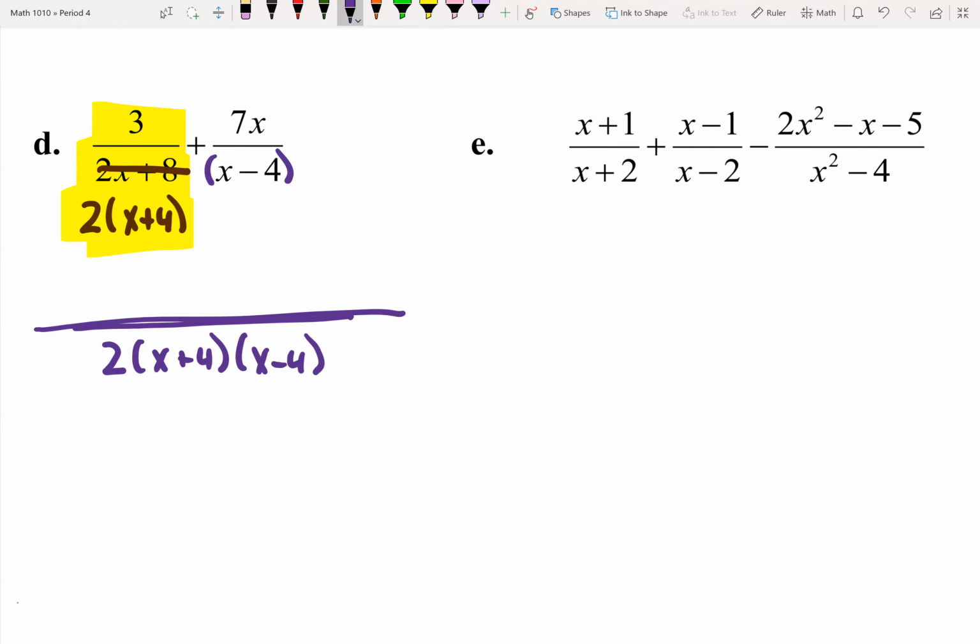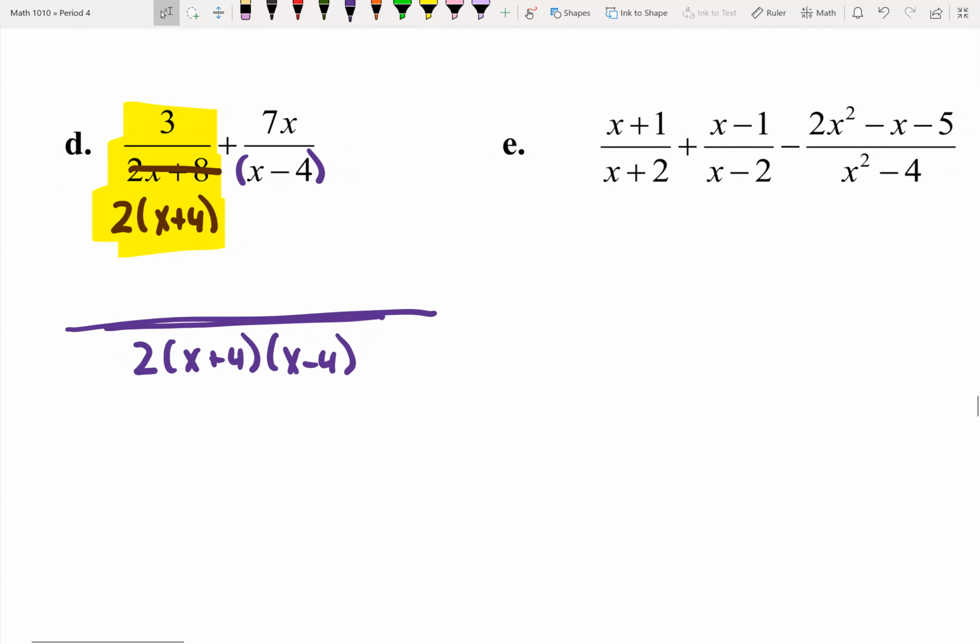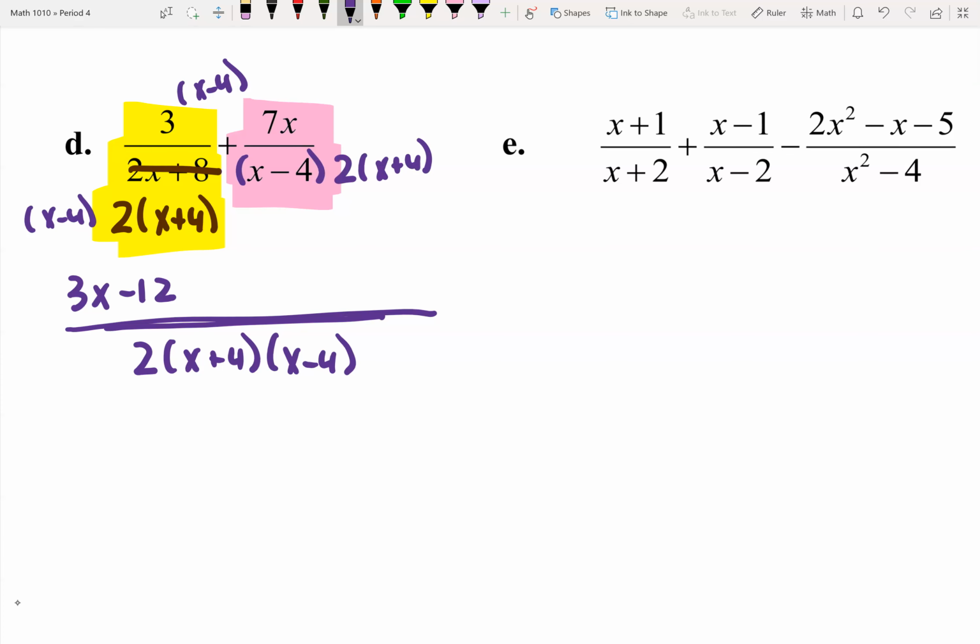Okay, so look at this first fraction right here. He's got the 2. He's got the x plus 4. He's missing the x minus 4. So I'm multiplying the bottom by x minus 4. Therefore, I have to multiply the top by x minus 4. Distribute, and I get 3x minus 12. This guy right here has the x minus 4. He's missing the 2 and the x plus 4. So I'm going to go like this, 2x plus 4.